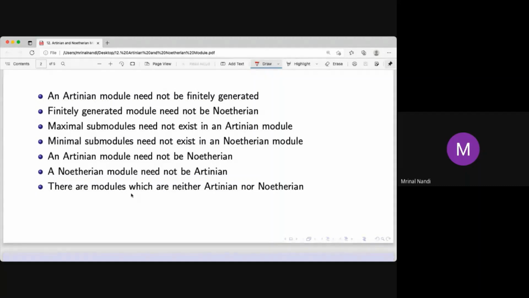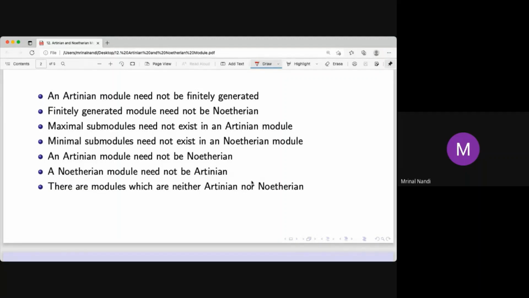So there are modules which are neither Artinian nor Noetherian. So there are 4 cases possible. Both Artinian and Noetherian is obvious. Take any vector space, say R over R, a one-dimensional vector space. The field is R and the vector space is R. That is just one-dimensional, finitely generated. There are only two subspaces, and they are also finitely generated. So these are Artinian and Noetherian both.